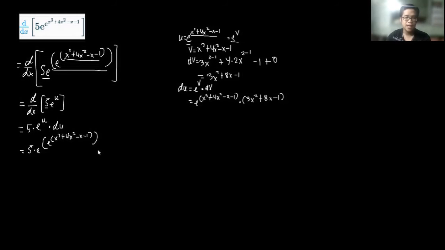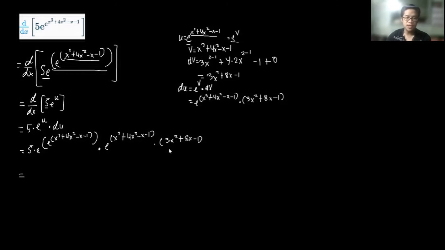All right, times your du, which is this one. So you have e raised to x cubed plus 4x squared minus x minus 1, which is your cubic function, then times the trinomial, which is the derivative of your v. So this is 3x squared plus 8x minus 1. Basically, the derivative of your cubic function.